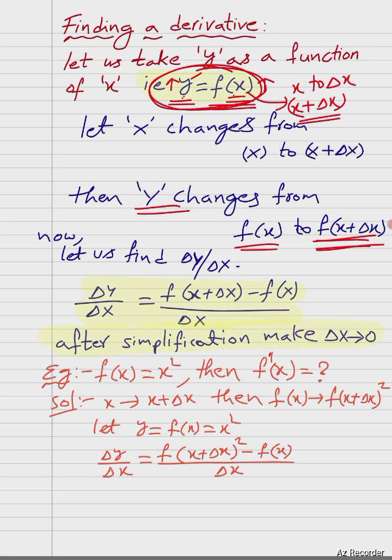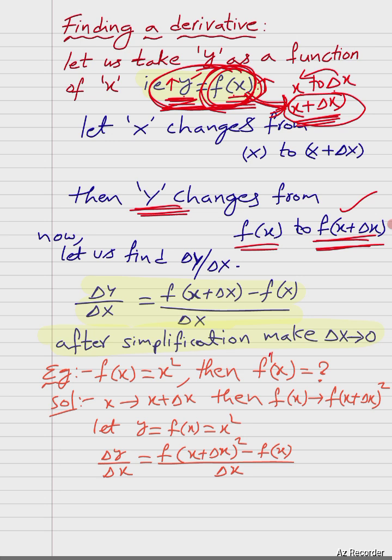Understood? This x became x plus delta x because x changes by delta x, so the total value becomes x plus delta x. If x becomes x plus delta x, then what about y? That is the question. Initially y is f of x. Now what is the final value? f of x plus delta x.